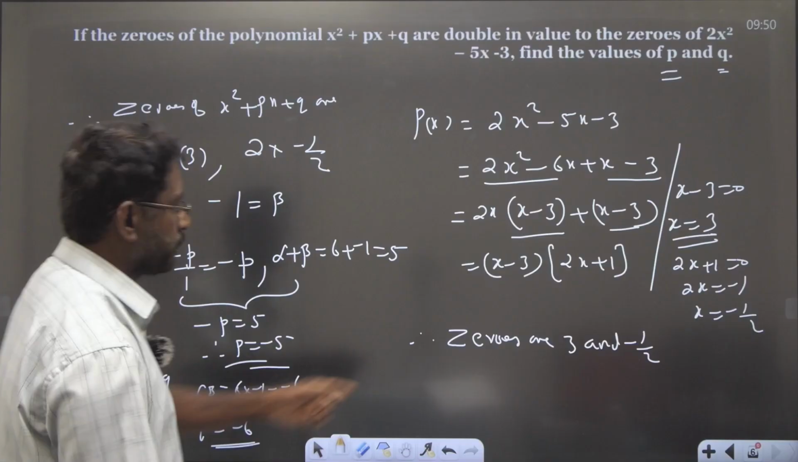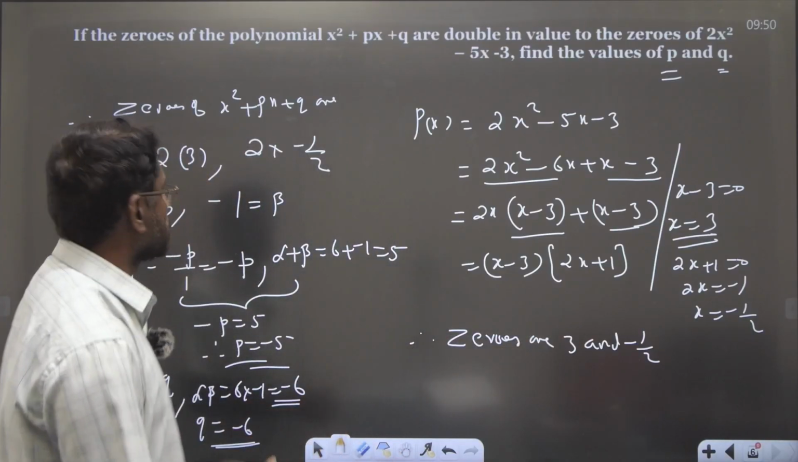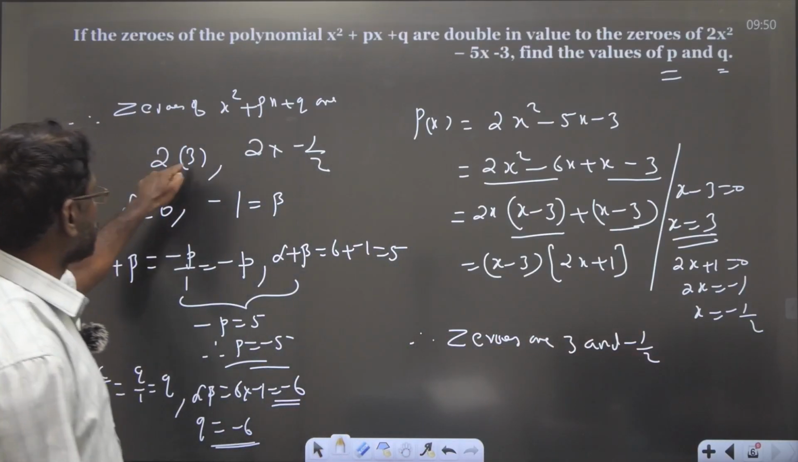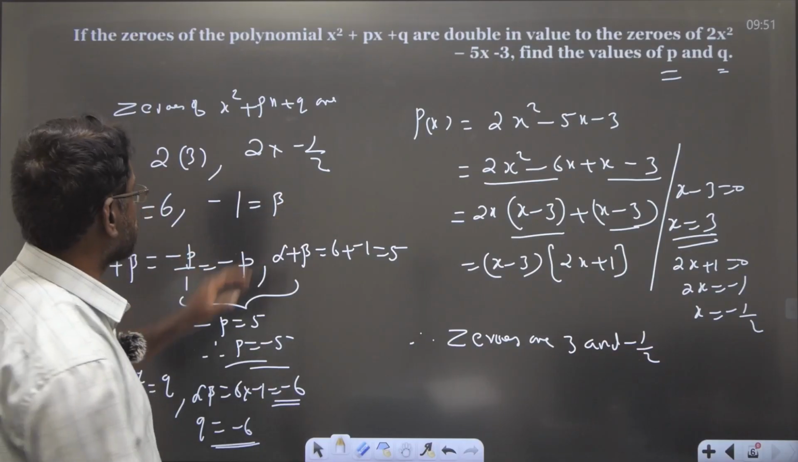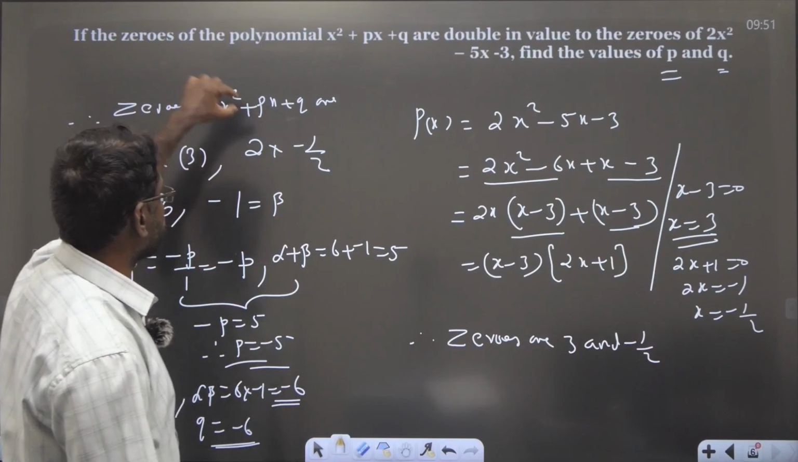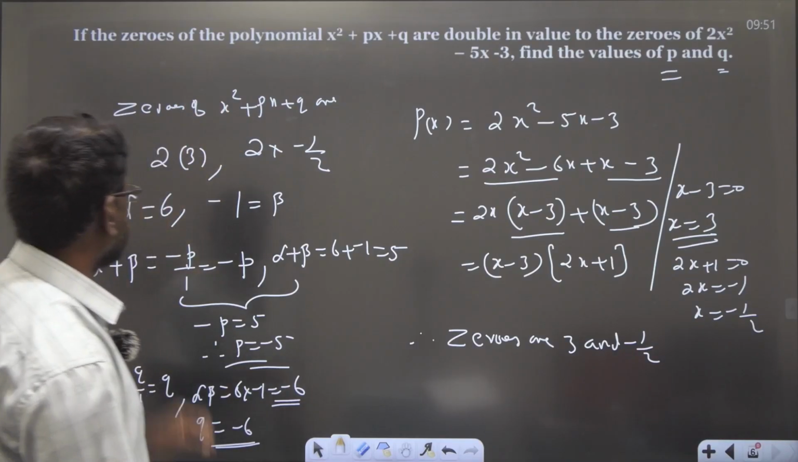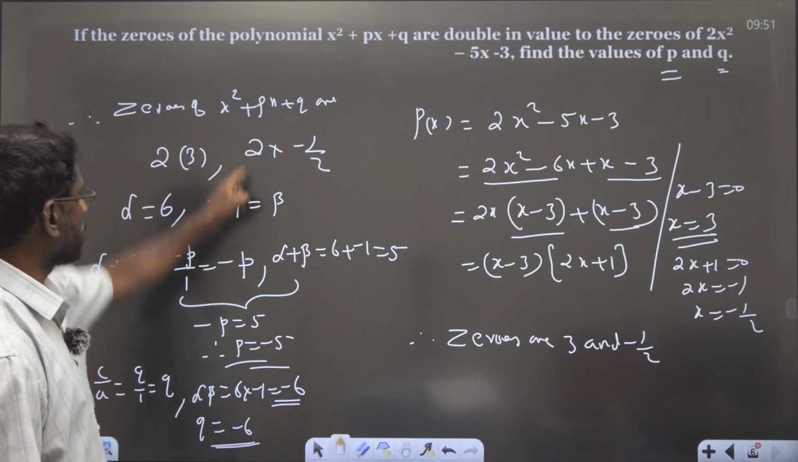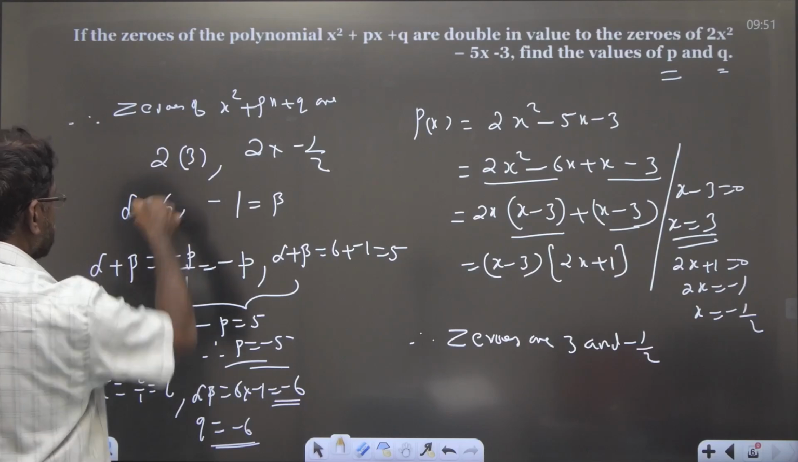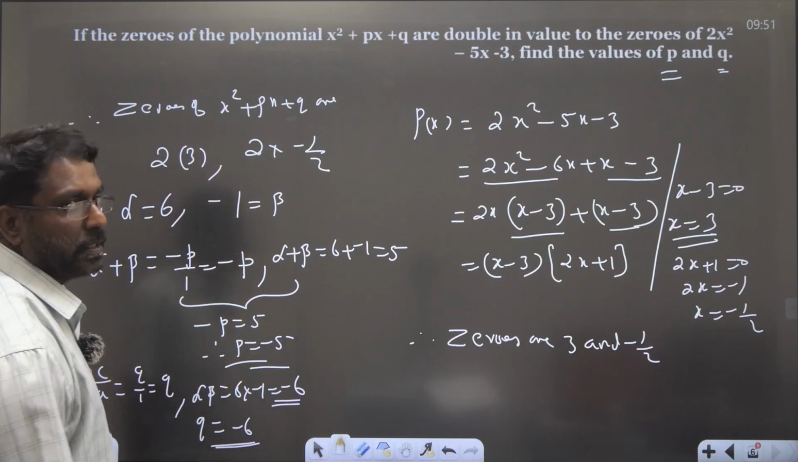Take 2 times 3 and 2 times minus 1 by 2. They are the zeros of this polynomial. That is, 2 into 3 and 2 into minus 1 by 2 are the zeros of the given polynomial x square plus px plus q. Take it as alpha and beta: this 6 is alpha and beta is equal to negative 1.